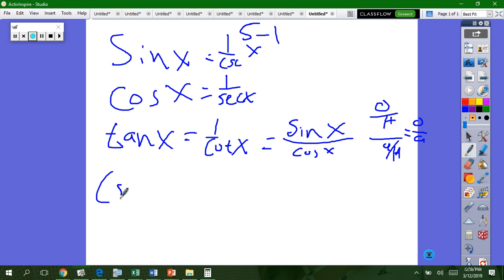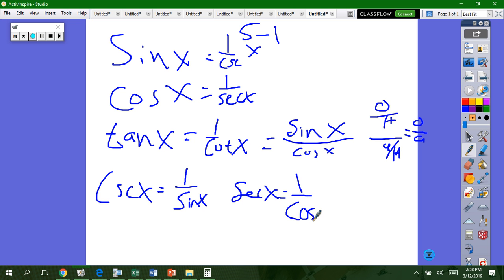We should all know that cosecant of x equals 1 over sine of x. That should be nothing new, correct? We also know that secant of x is 1 over cosine of x. We also know that cotangent of x is equal to who? 1 over tangent. Good. What else do we know, though? Cosine over sine? Okay, those are all items I'm asking you to memorize.